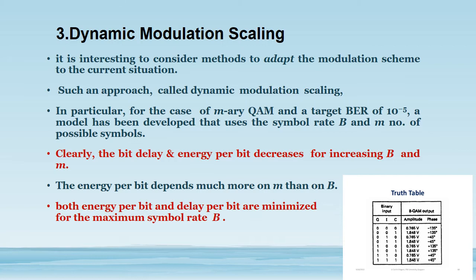Here clearly the bit delay and energy per bit will decrease as you increase your symbol rate and the number of possible symbols M. So the overall transceiver energy consumption based on the modulation decreases if you are increasing the symbol rate and also increasing the number of possible symbols.